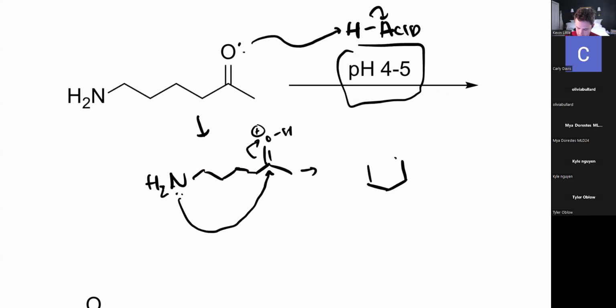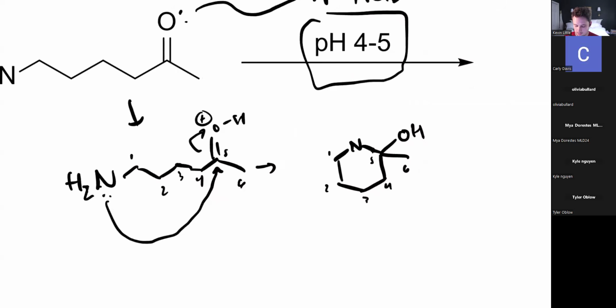Doesn't really matter where you put the nitrogen as long as you keep count of everything. That's the oxygen, OH, and then there was a carbon attached to this. So I can number these carbons 1, 2, 3, 4, 5, 6. Okay, so I've got all my carbons, everything's set up right.